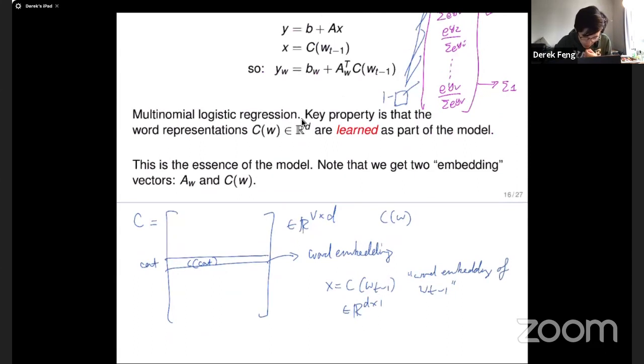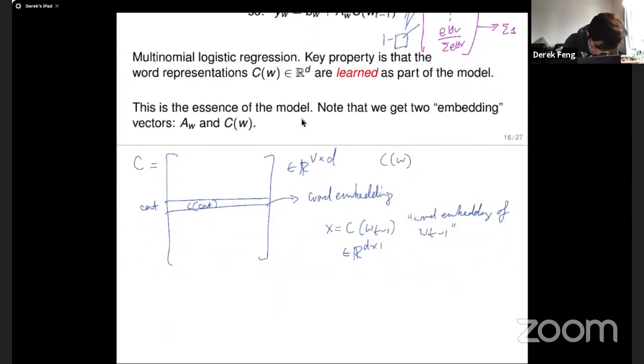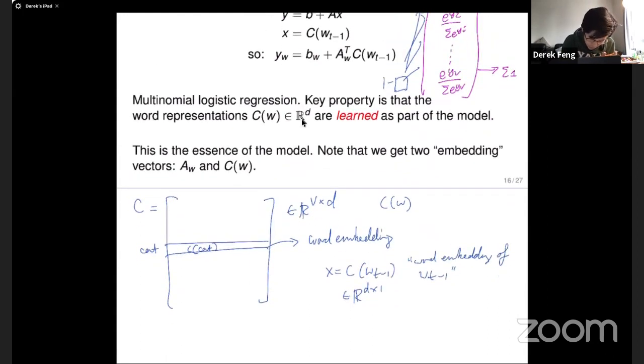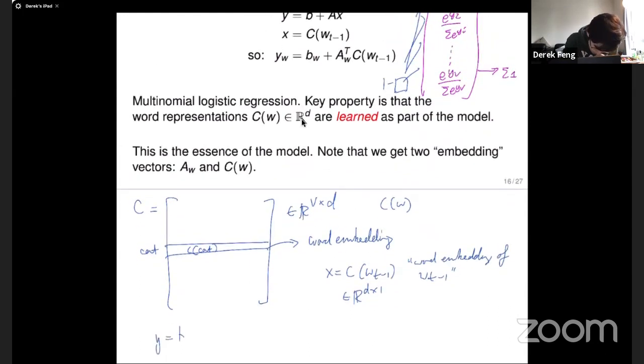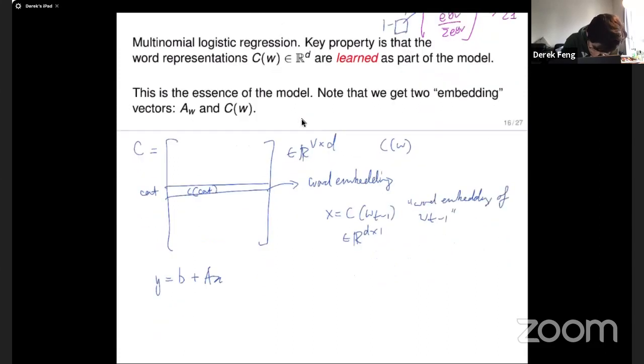Then what I'm going to do is have a linear, this part is a linear regression-ish type part. So I have Y equals B plus AX. A then must be R to the V times D, and B must be R to the V times 1, sort of.